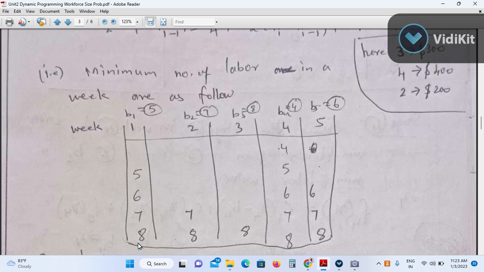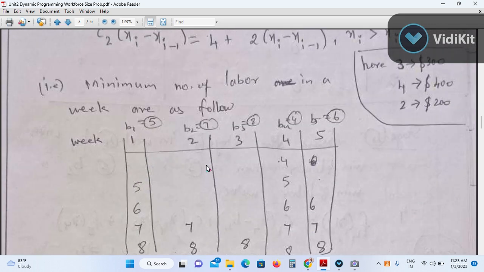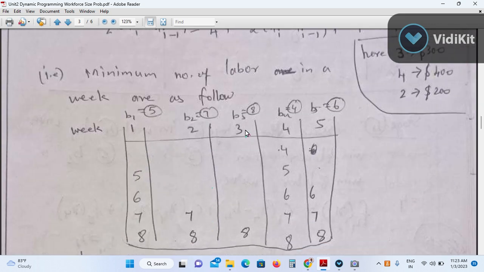So similarly for the second week, it is given that the minimum is 7 laborers, 7 workers you are going to accommodate. So therefore your minimum is 7. Therefore you can go maximum up to 8. Therefore 7, 8. So similarly for the third week, the minimum laborer is 8. So naturally minimum is 8. Therefore I have to go only 8, right?